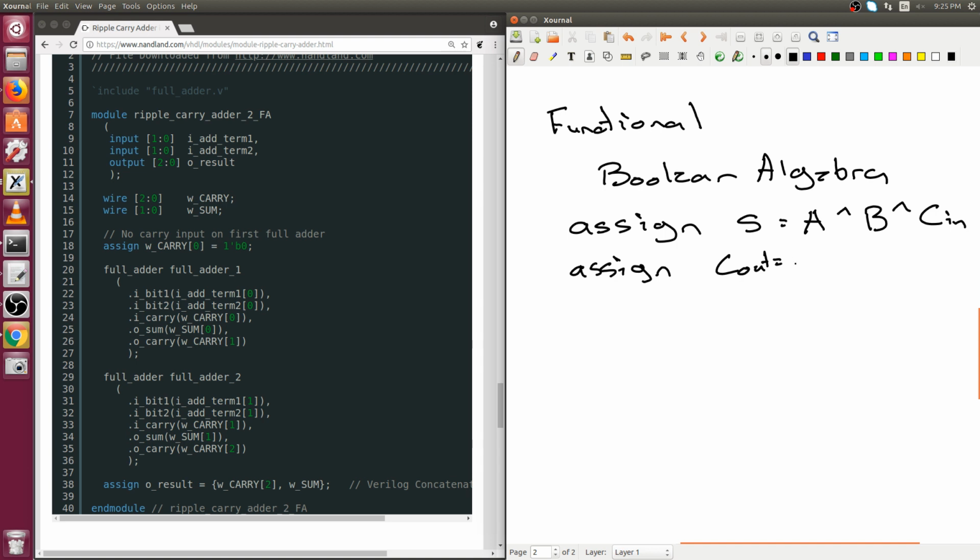and then we would do assign cout equals A XORed with B ANDed with, I can never draw an ampersand. Instead of an ampersand, I'm going to do this. ANDed with Cin, or, which is the same pipe, or A and B. So we can literally just write, and so there's supposed to be semicolons at the end. So yeah, you can just do the Boolean algebra for functional.